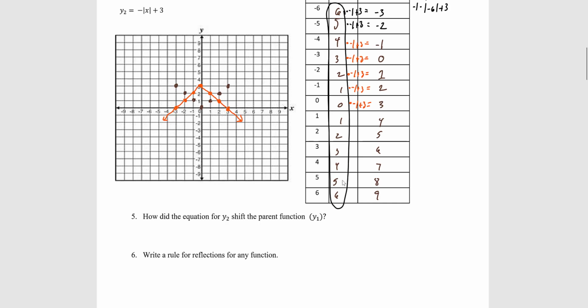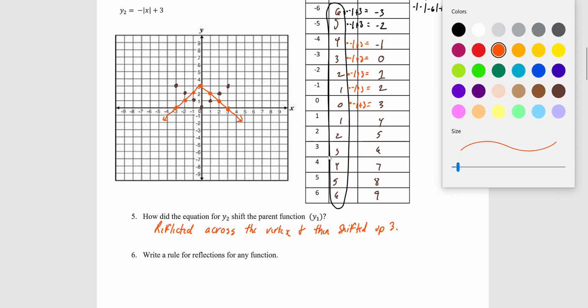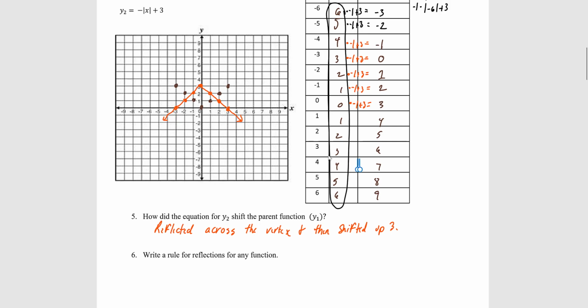How did the equation for y2 shift the parent function from y1? Well, it reflected it. I'm going to say across the vertex, and then shift it up 3. Or the other way, you would say y2 is equal to -1 times y1 plus 3.